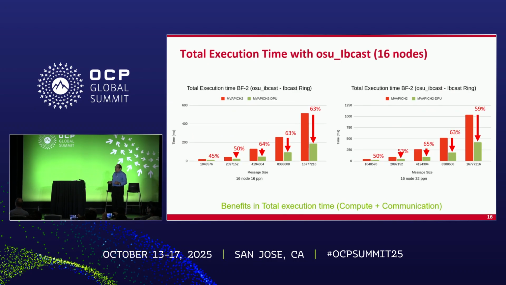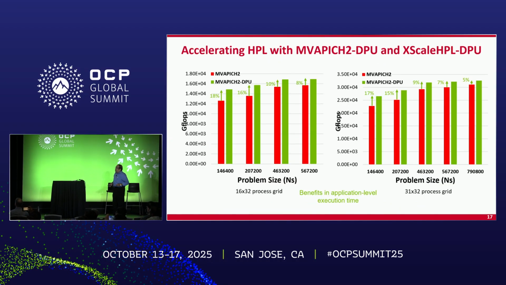We did the same thing with a non-blocking Bcast, and I can see about 65% benefits. And one of the applications which a lot of HPC people use, High Performance LINPACK, as you would have seen in the Top500 numbers, we were able to boost by 10%, 15%, 18%. That makes a big benefit in your ranking without adding any resources.